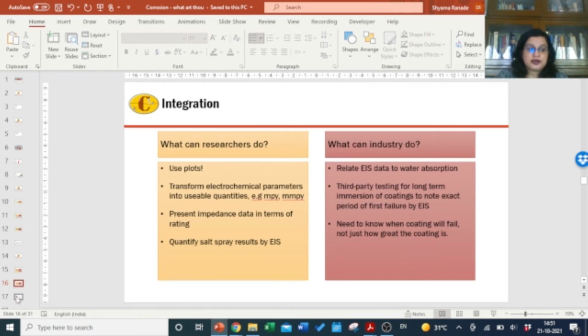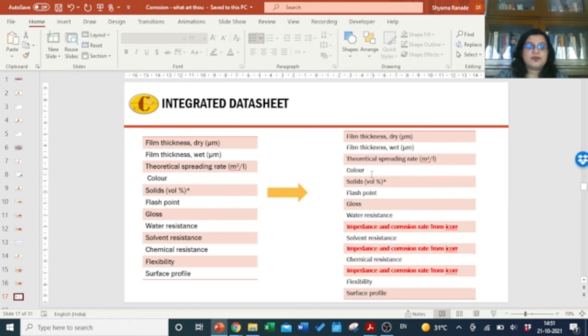So, an integrated data sheet would look something like this. We already have the original. In addition to that, the water resistance will have impedance and corrosion rate, or solvent will have impedance and corrosion rate. Chemical resistance will also have the impedance. If you have a salt spray, that should also have the impedance.